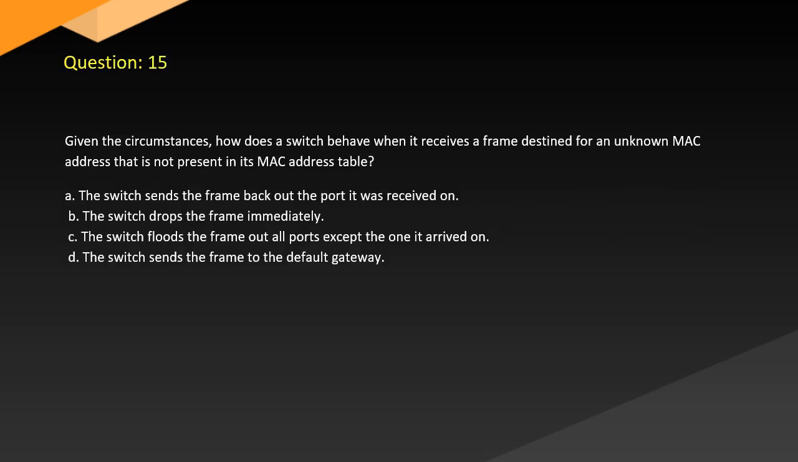Question 15. Given the circumstances, how does a switch behave when it receives a frame destined for an unknown MAC address that is not present in its MAC address table? A. The switch sends the frame back out the port it was received on. B. The switch drops the frame immediately. C. The switch floods the frame out all ports except the one it arrived on. D. The switch sends the frame to the default gateway.